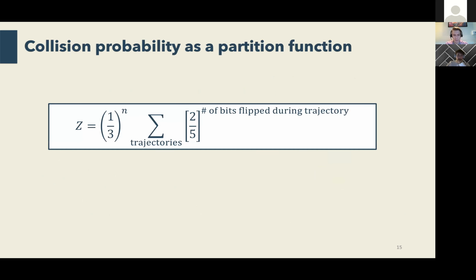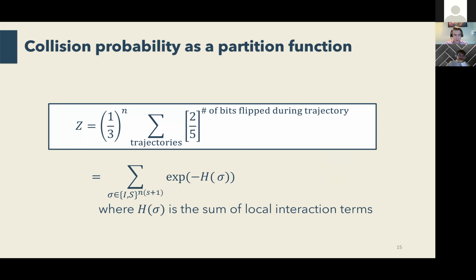Okay, so those were 2 examples, but here's the formula that summarizes the previous slides. This is the collision probability Z expressed as a sum over all possible trajectories formed like in the previous examples, where the weight that each trajectory gets in this sum is equal to 2/5 to the number of bits that get flipped during the trajectory. If you look at this for a second, you see that it's basically exactly equal to a partition function of a StatMech model. If you think of these identity and swap labels as spin up or spin down for an Ising system, then this is exactly an Ising-like classical StatMech model.